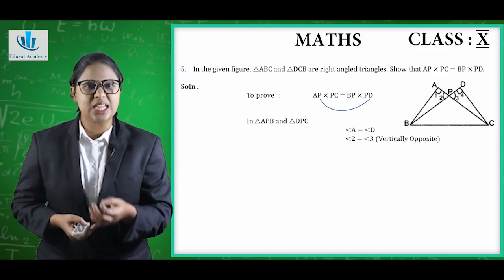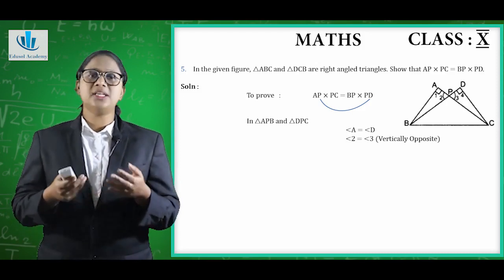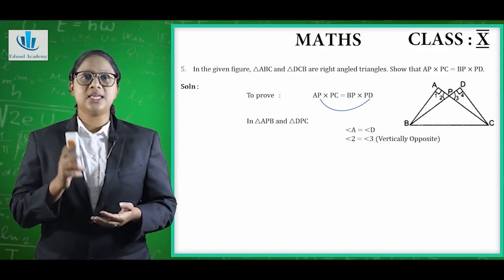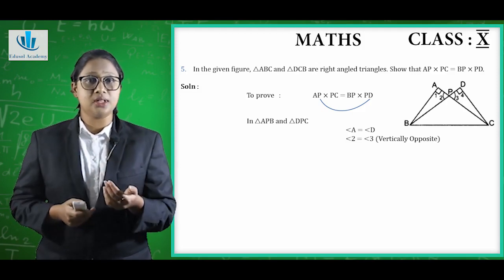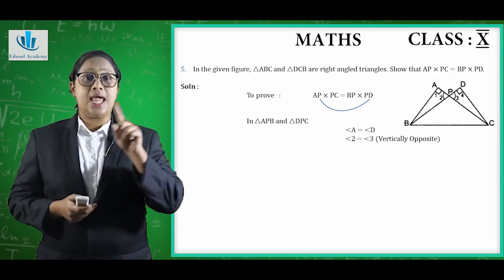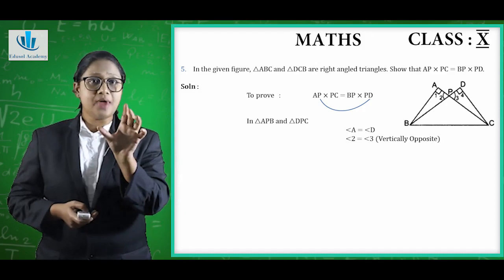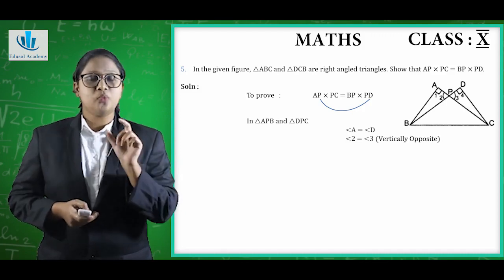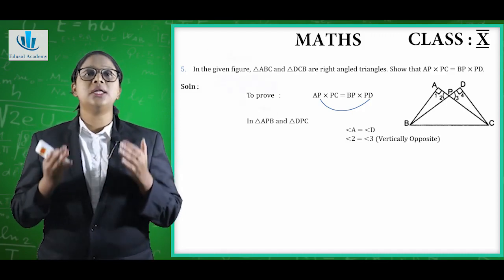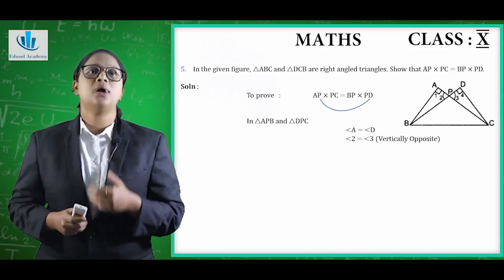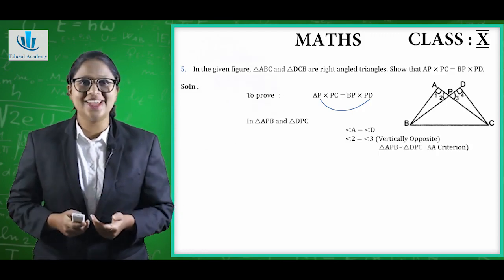So they are each 90 degree. So we can simply say given. Now the second data, again they had given in the figure angle 2 and angle 3. When we observe angle 2 and angle 3, we can see that they are vertically opposite angles. I hope you can see upon observation.